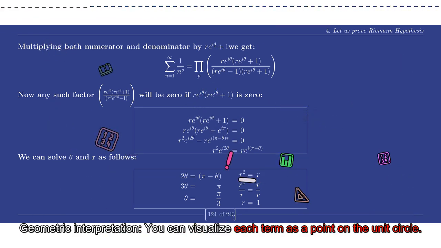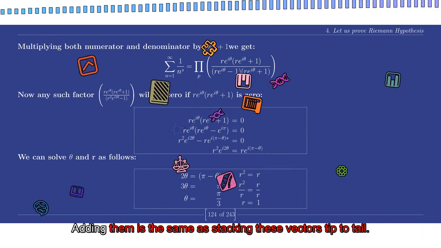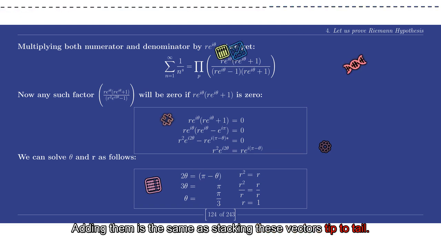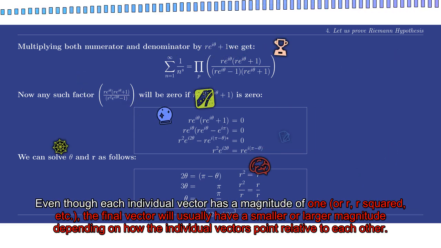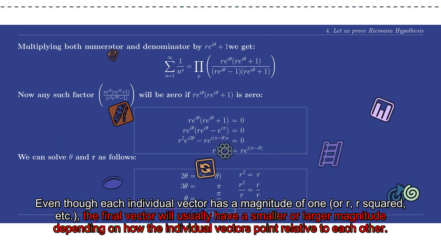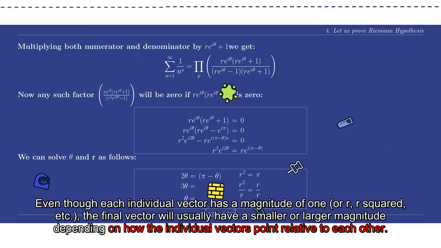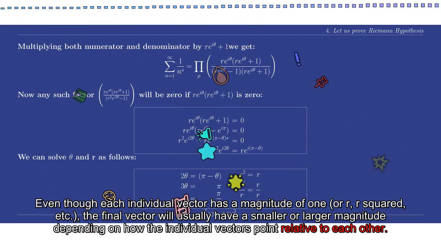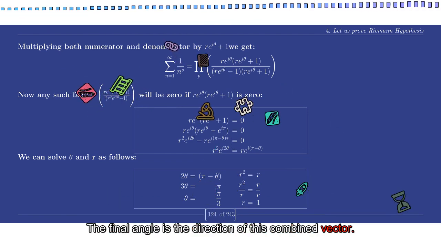Geometric interpretation. You can visualize each term as a point on the unit circle. Adding them is the same as stacking these vectors tip to tail, even though each individual vector has a magnitude of 1 or r squared, etc. The final vector will usually have a smaller or larger magnitude depending on how the individual vectors point relative to each other. The final angle is the direction of this combined vector.